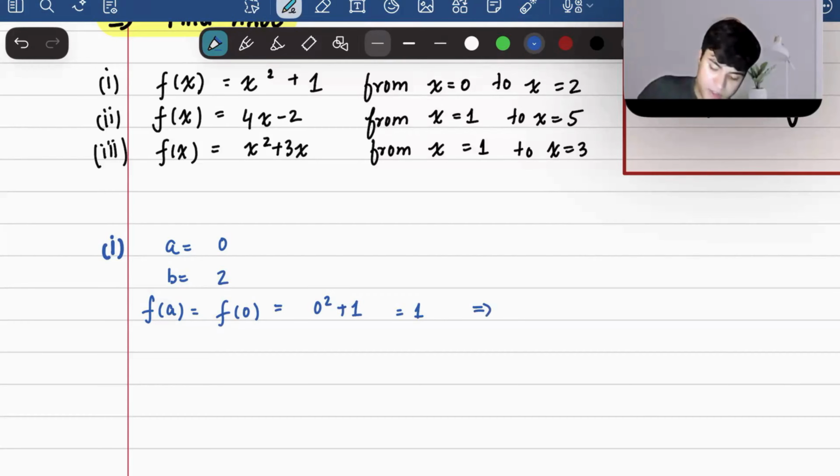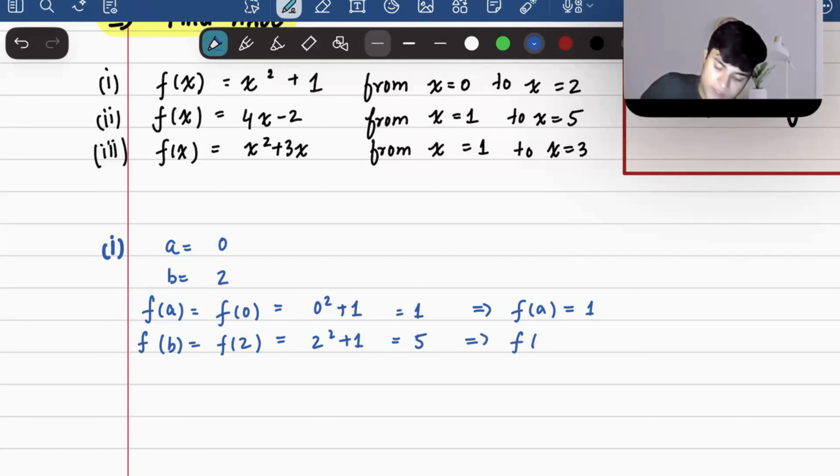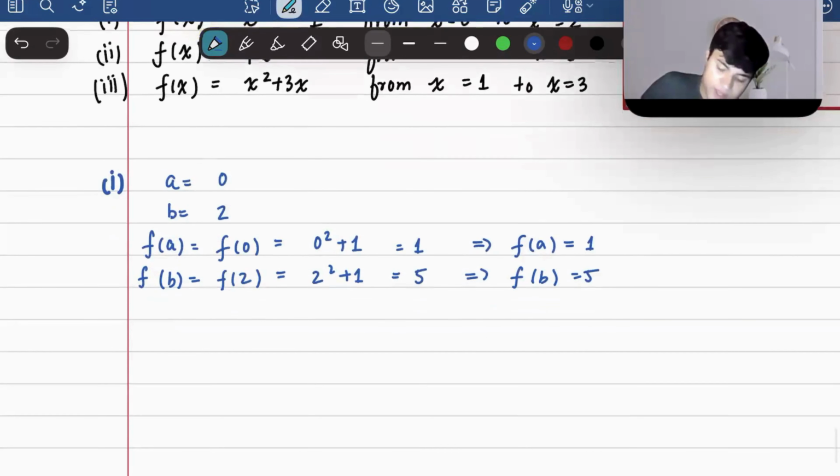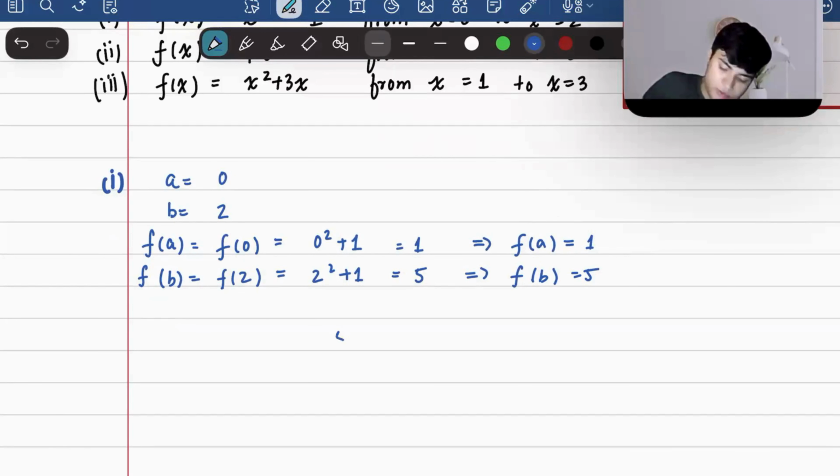So we know that f of a equals 1. Similarly, we will find f of b, which equals f of 2, which equals 2 squared plus 1. 2 squared is 4, 4 plus 1 is 5. So we know that f of b equals 5. Eventually, we will just do f of b minus f of a, 5 minus 1, over 2 minus 0. This will give me the average rate of change, which equals 4 over 2 minus 0, which is 2.